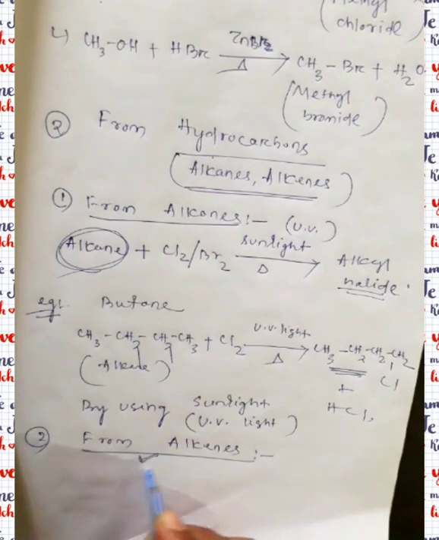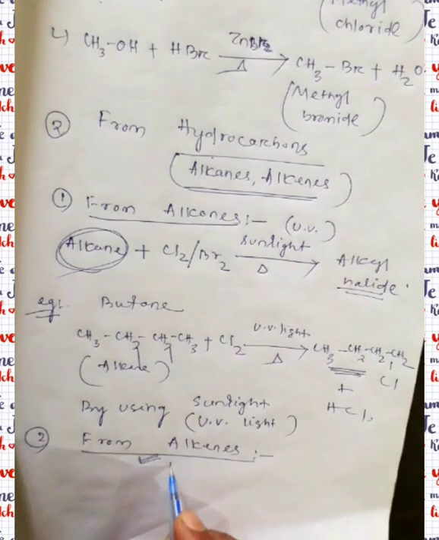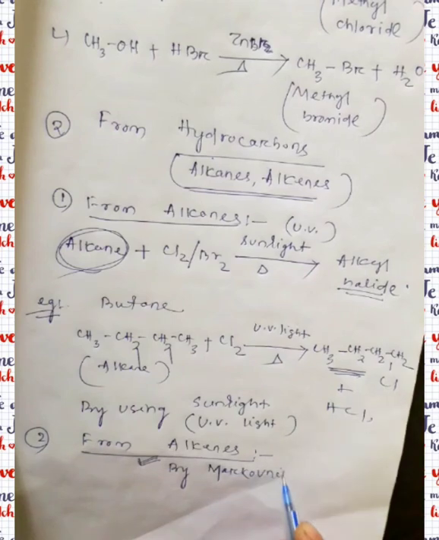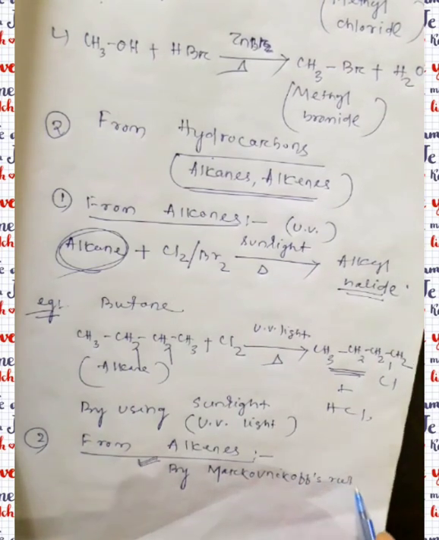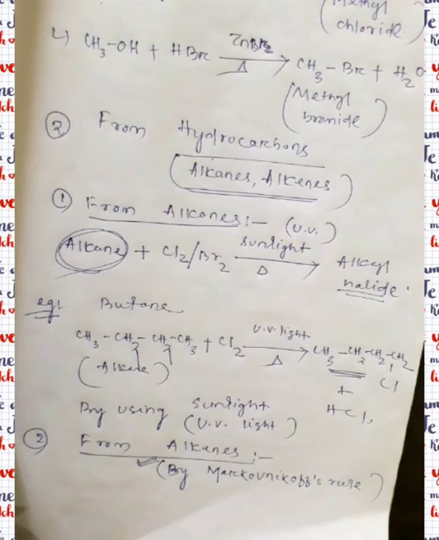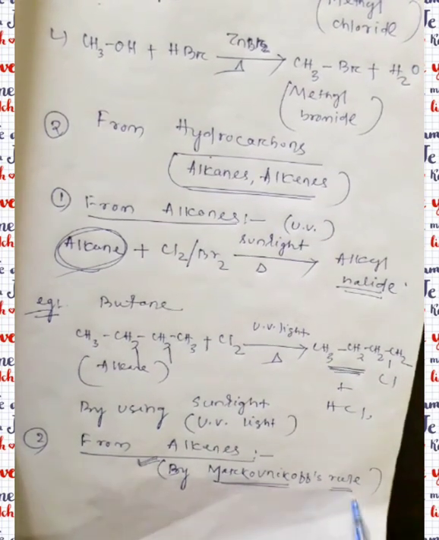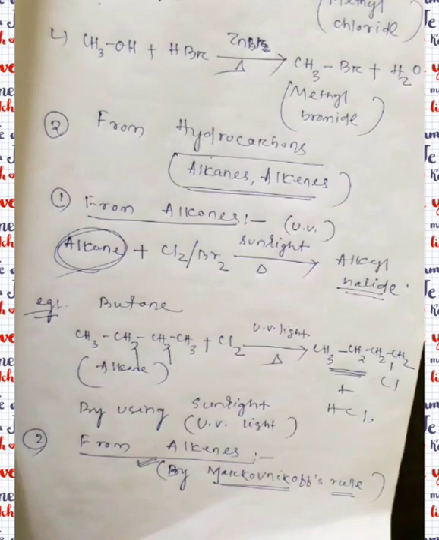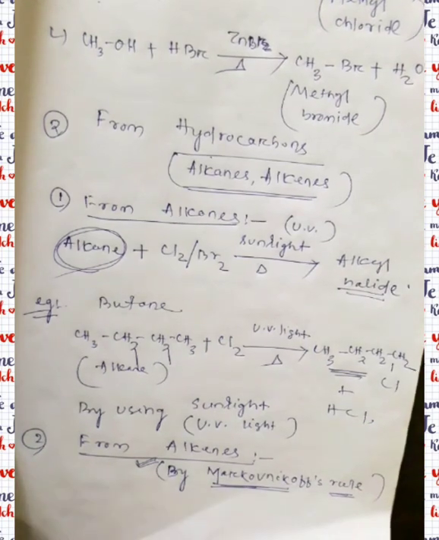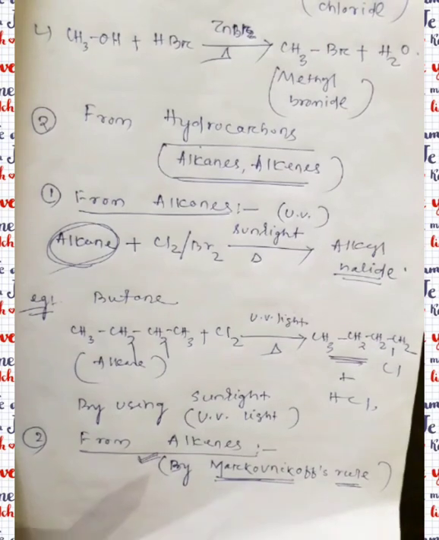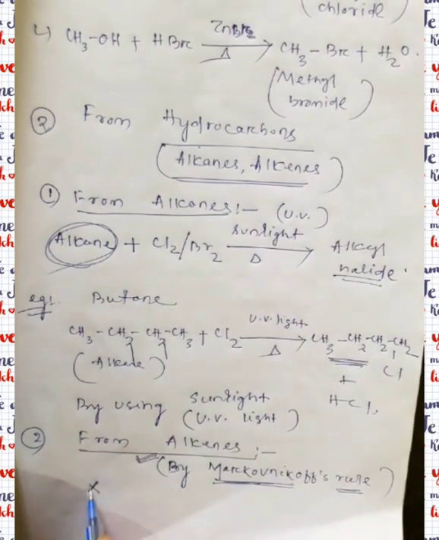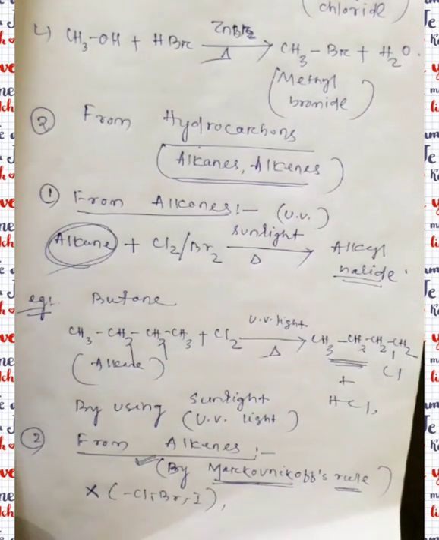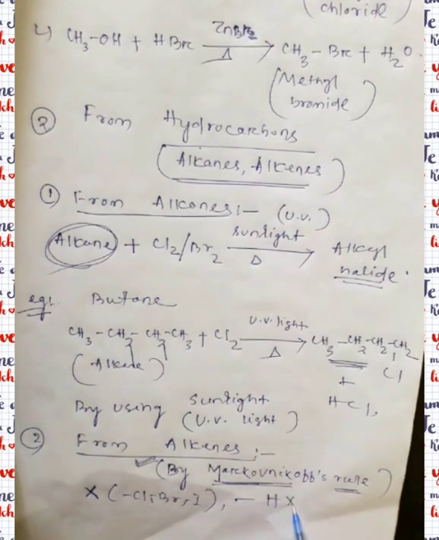Now this is alkyl halide prepared from alkenes by one rule, that is Markovnikov's rule. I hope all of you read this Markovnikov's rule in the 11th course, that is alkenes property. All of you know about the Markovnikov's rule. Markovnikov's rule tells that the halogen atom, that is chlorine, bromine, iodine, the halogen atom of a halogen acid means HX.